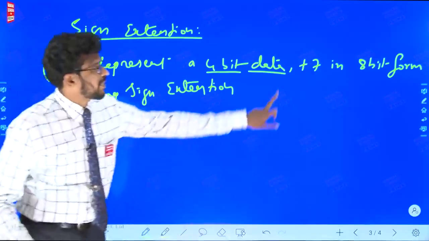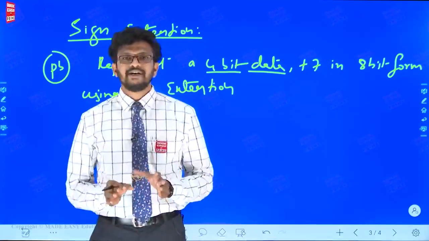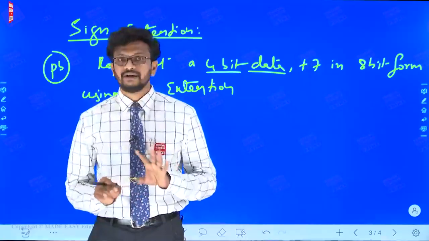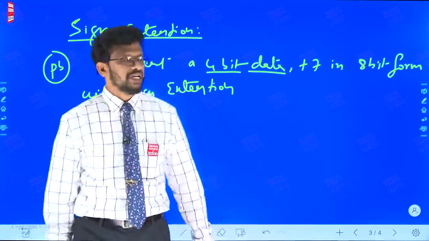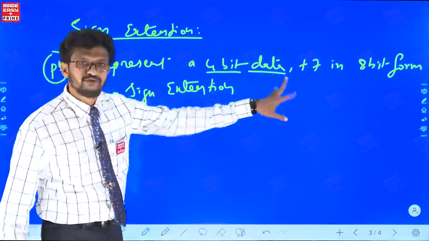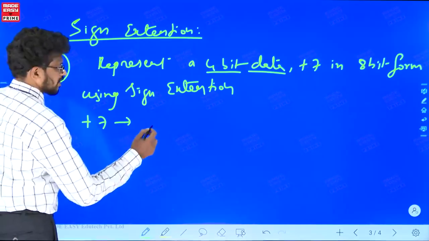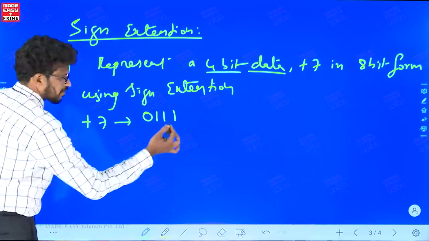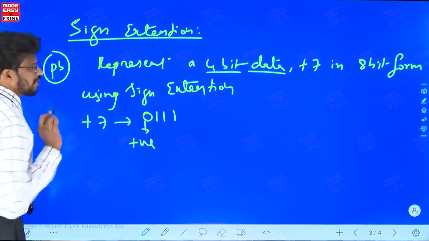Whenever plus is given, you must understand it is not unsigned data, it is signed data. When the sign is represented as plus or minus, you should know it is signed data. In unsigned, don't bother about the sign, only magnitude. So plus 7, how many bits? 4-bit. Plus 7 is 0, 1, 1, 1. These 3 bits are for magnitude, and this 0 means positive value. So that is plus 7.